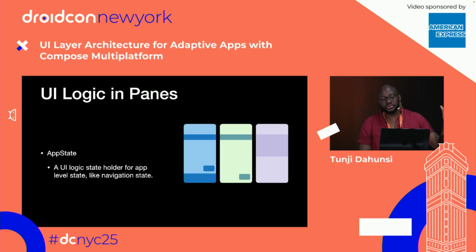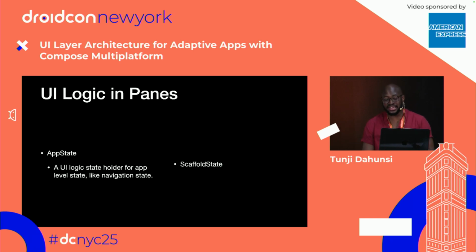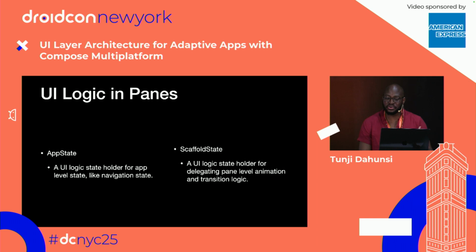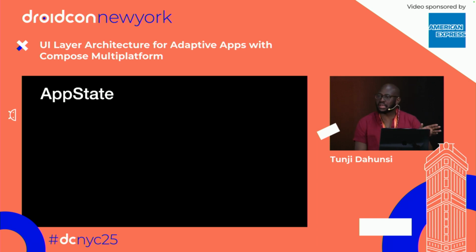Okay. So for my UI logic in panes, there are actually going to be two things we need. If you've read the Android documentation, you may have seen that you have business logic, and there's a business logic stakeholder, which is a view model, and there's UI logic and a UI logic stakeholder. The UI logic stakeholder is just a plain class. So for this, I'm going to have a plain class, which is just an app state. And this is going to be the UI logic stakeholder for my application level state. Navigation state is application level state, so it will be my app state. Next, I'm going to have something called a scaffold state, and it's a UI logic stakeholder for delegating pane level animations and transition logic.